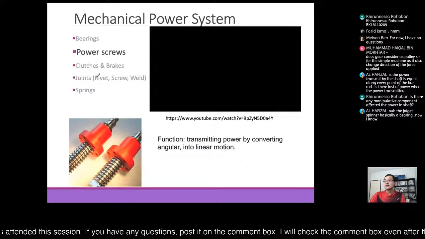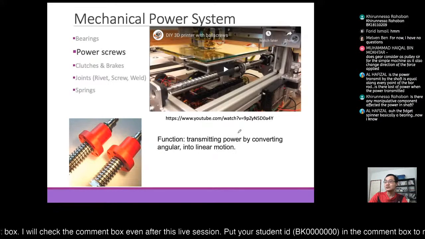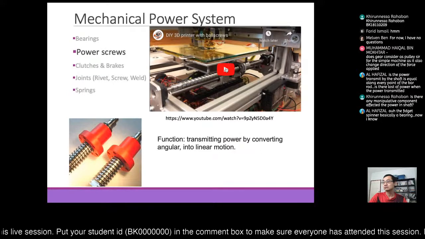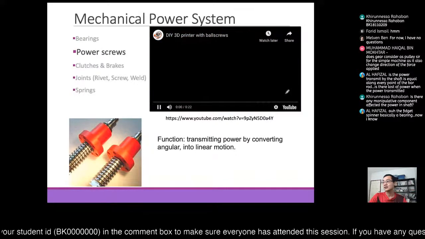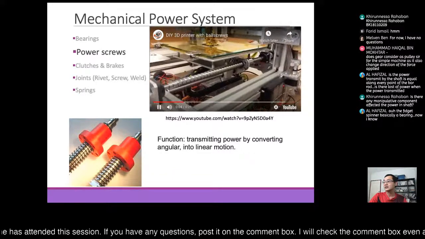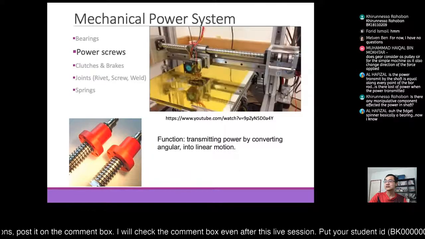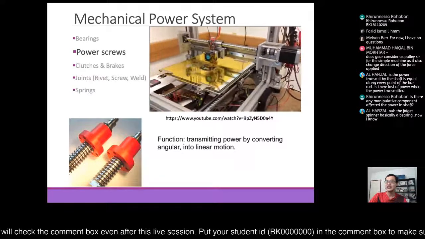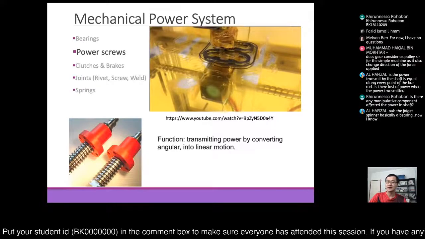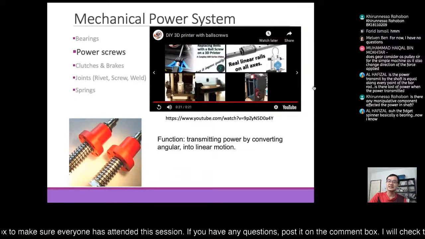Then the power screw itself: again, the function is to transmit power by converting angular into linear motion. We can see that in some cases, let's say a 3D printer, they are rotated using a ball screw. Or in some cases, if you intend to achieve a mechanical advantage, then you can also use a power screw. In that case you form something like a screw jack.